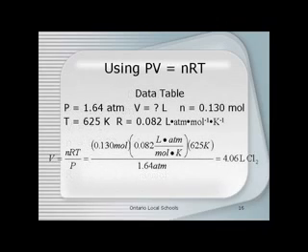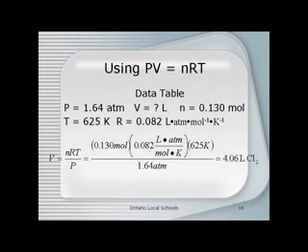We rearrange the ideal gas law equation to solve for volume. It's equal to nRT over P. We did that by dividing both sides of the equation by P. It cancels on the left and you have it there on the right. Then we substitute our quantities into the working equation. So we have our 0.130 moles times the universal gas constant of 0.082 liters times atmospheres per mole times Kelvin times our Kelvin temperature of 625 Kelvin. We're going to divide that by our pressure of 1.64 atmospheres.